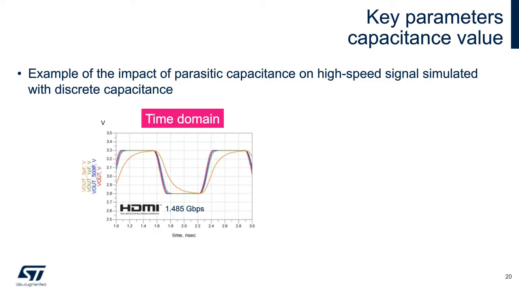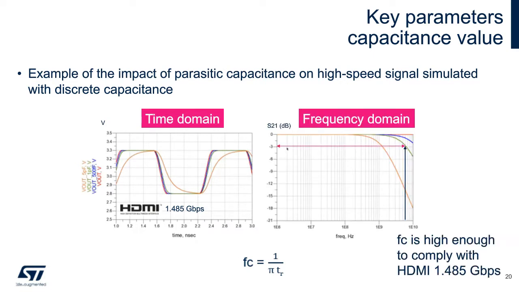To guarantee the digital signal integrity, the following equation is used with FC cutoff frequency and TR rise time. The ESD protection cutoff frequency must be lower than the application operating frequency. A lower capacitance allows a larger bandwidth and a better signal integrity. In our example, we can see that the orange curve representing 5 picofarad capacitance is too high for the HDMI 1.4 gigabit per second signal. We can also see that a 1 picofarad ESD protection capacitance is okay.